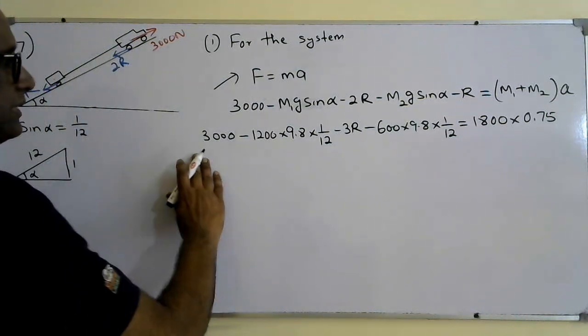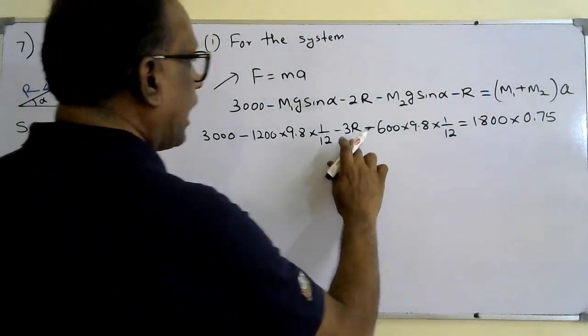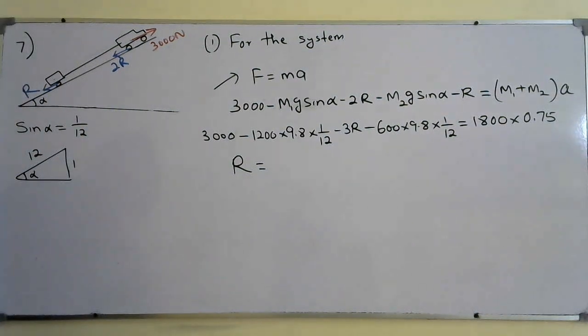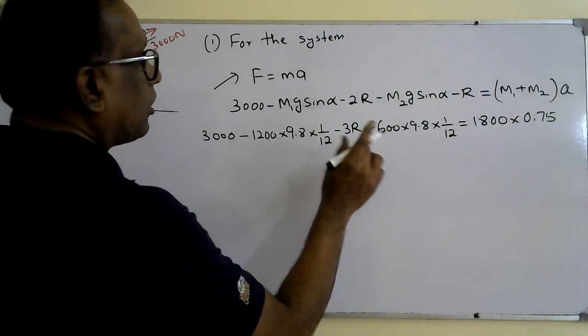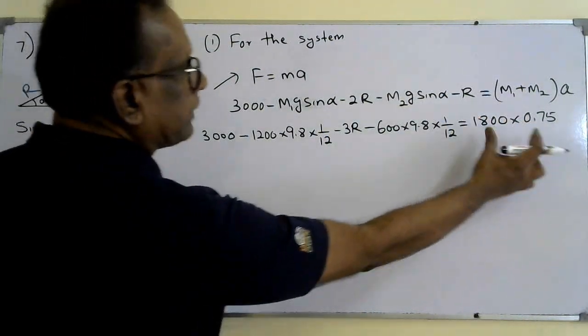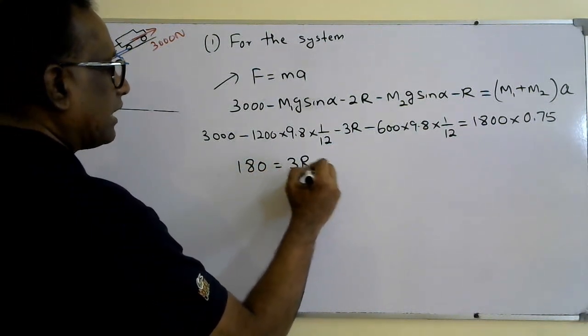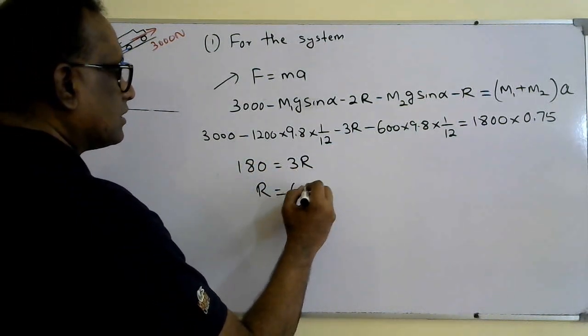Okay, solve it. Everything you know, all numbers you know, only r we don't know. Find the value of r. So solve it, you'll get the answer. If you solve, take r to the right and bring this to the left, you'll get 180 is equal to 3r. R is equal to 60.